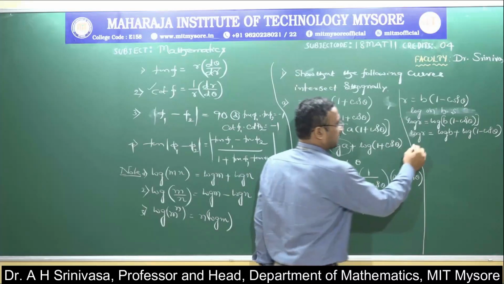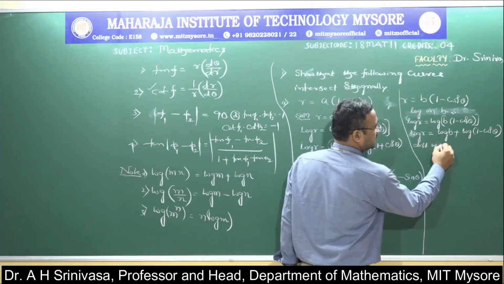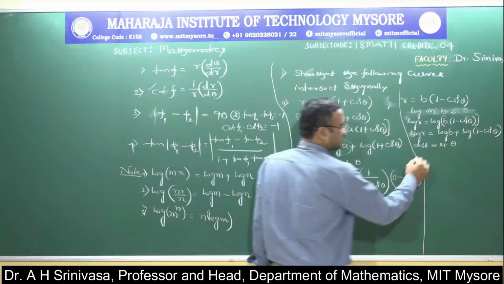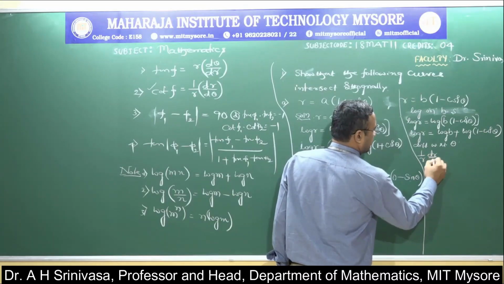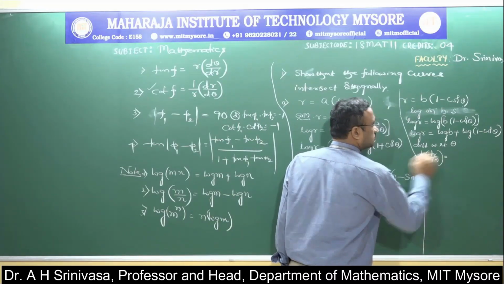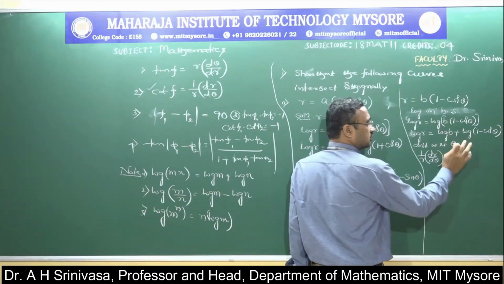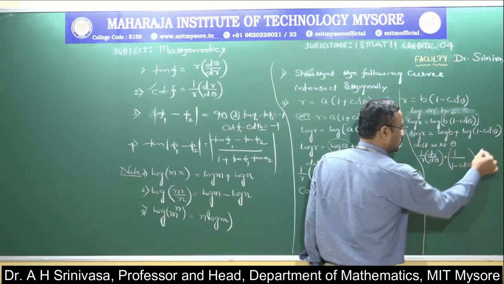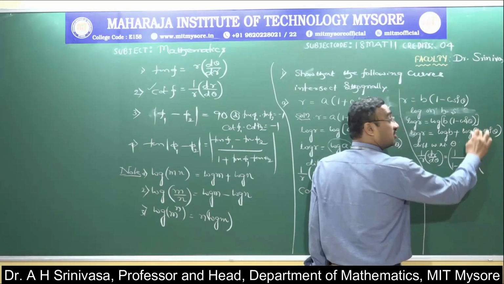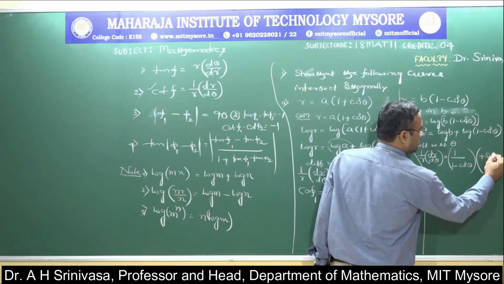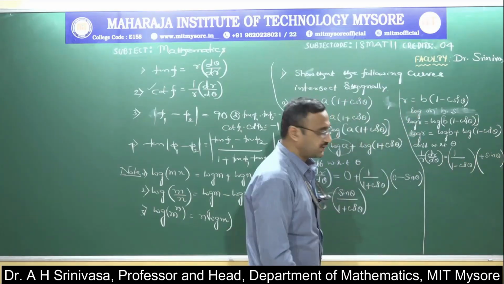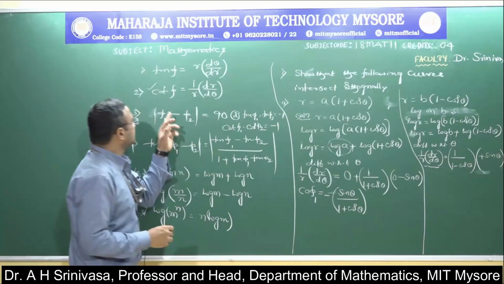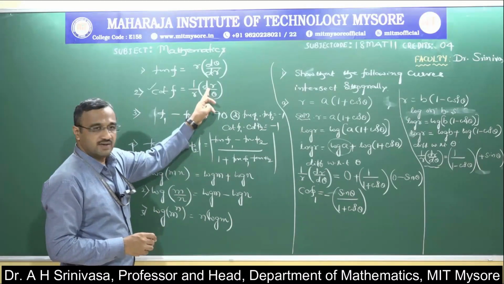Now I am going to differentiate this with respect to theta. What happens? 1 by r, dr by d theta equals, log b is a constant, so 0. Again, it is 1 by 1 minus cos theta into 0 minus of cos theta, which becomes plus sin theta. So again here, it relates to the result cot phi equals 1 by r dr by d theta.